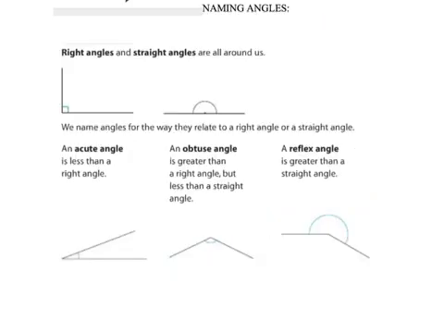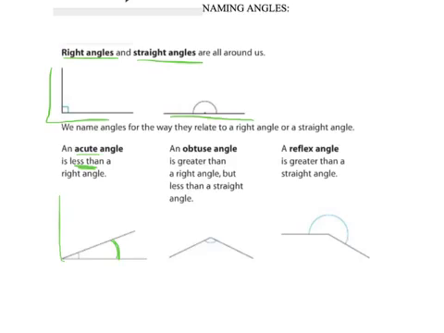And then we're going to move on to naming angles. Right angles, as we've already discussed, make a corner. Straight angles are just a straight line. An acute angle is a cute little angle. It is less than a corner. It has to be less than a corner. So if this is our corner, this is definitely less, making it acute.